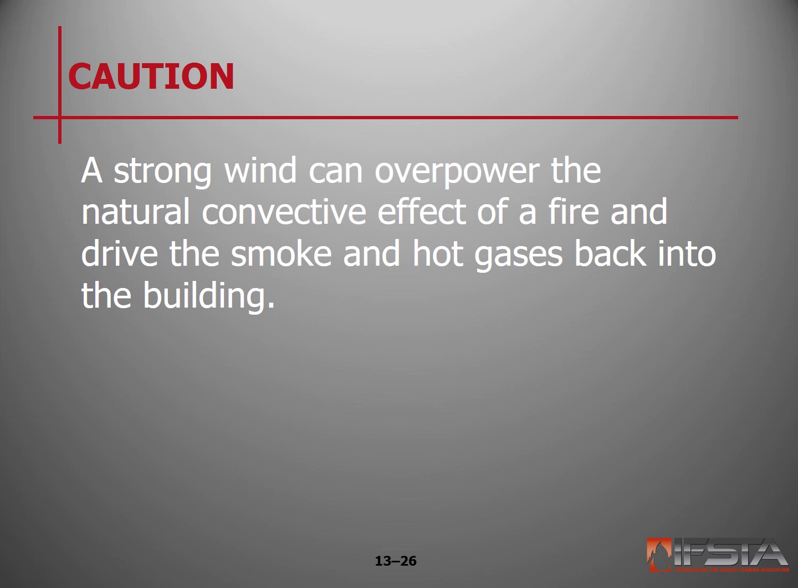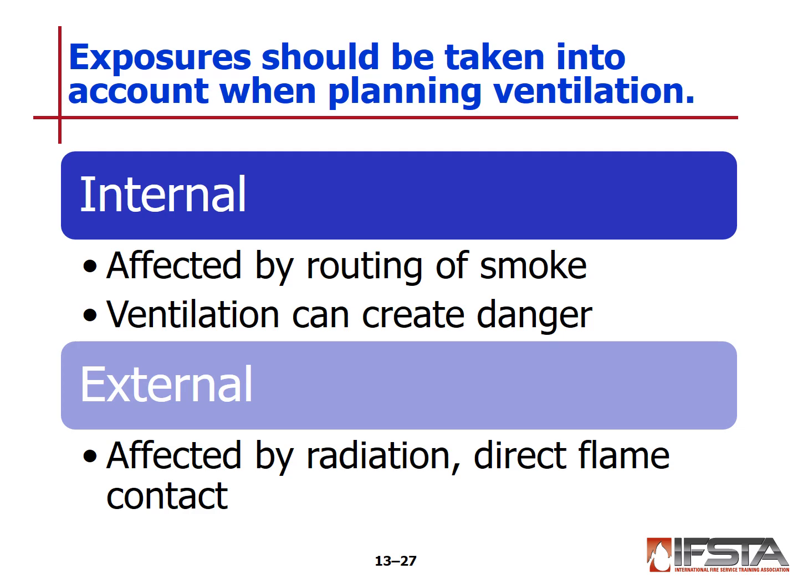I just said this a little bit ago, but a strong wind, and they say strong, I'm telling you, 10 miles an hour can overpower the natural convective effect of a fire and drive the smoke and the hot gases back into the building. A 10 mile per hour wind will overpower a ventilation fan. So exposures should be taken into account when planning ventilation.